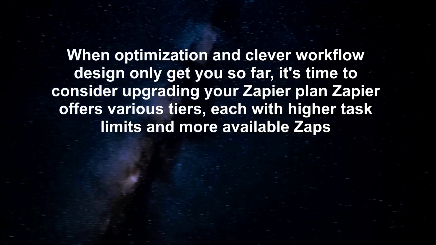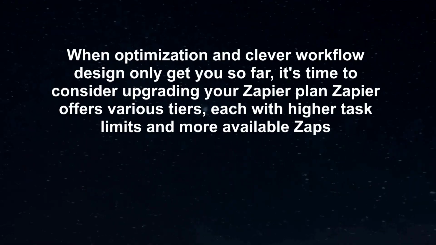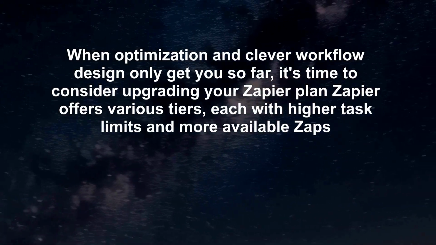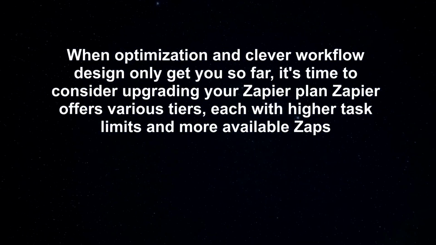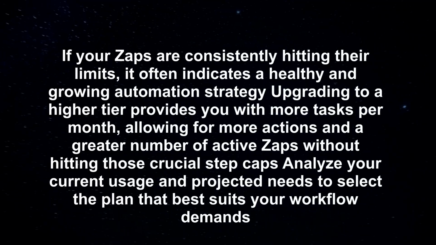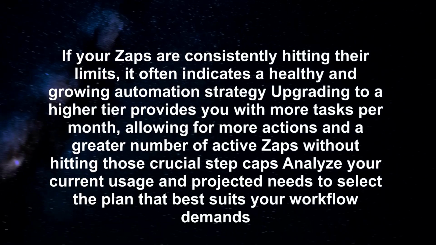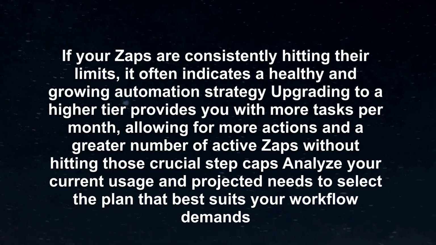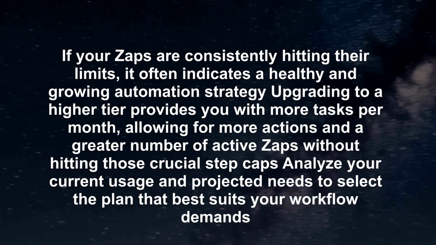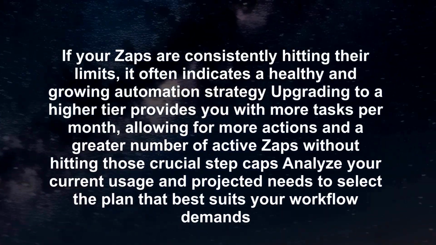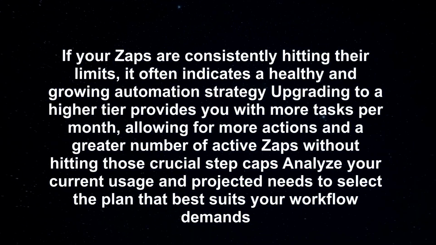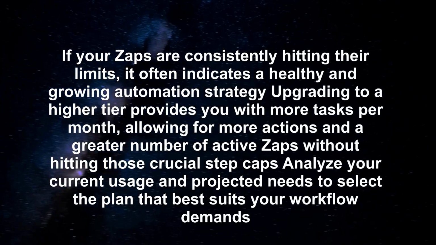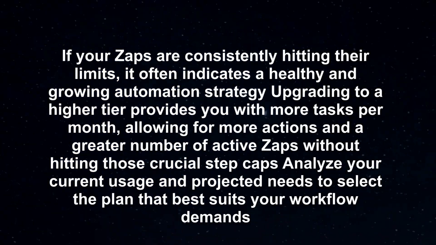When optimization and clever workflow design only get you so far, it's time to consider upgrading your Zapier plan. Zapier offers various tiers, each with higher task limits and more available Zaps. If your Zaps are consistently hitting their limits, it often indicates a healthy and growing automation strategy. Upgrading to a higher tier provides you with more tasks per month, allowing for more actions and a greater number of active Zaps without hitting those crucial step caps. Analyze your current usage and projected needs to select the plan that best suits your workflow demands.